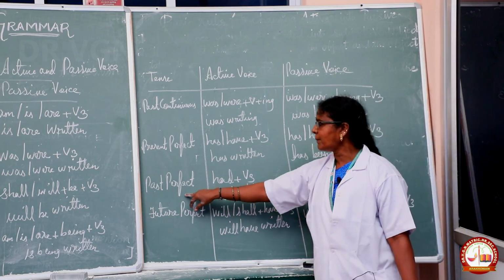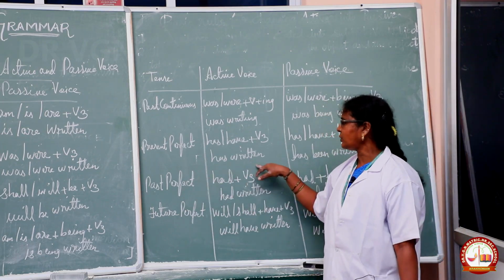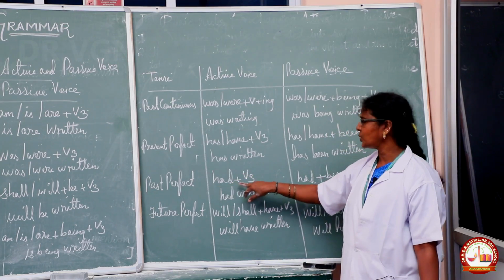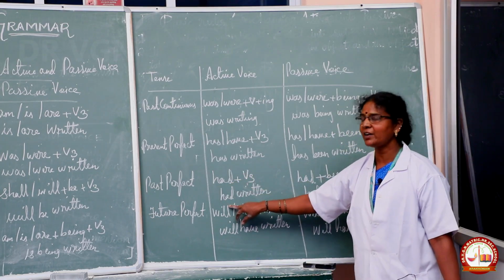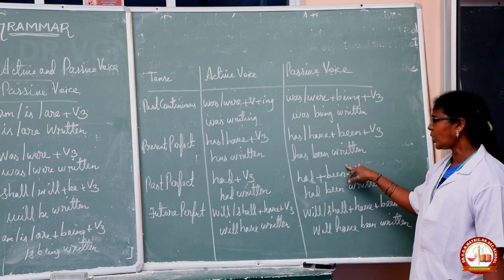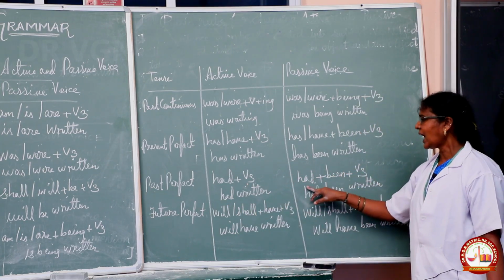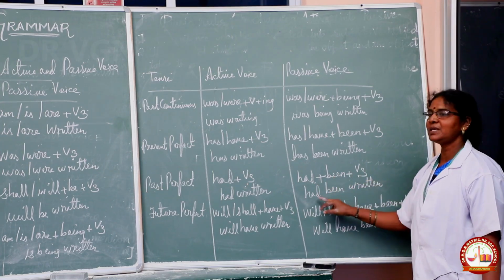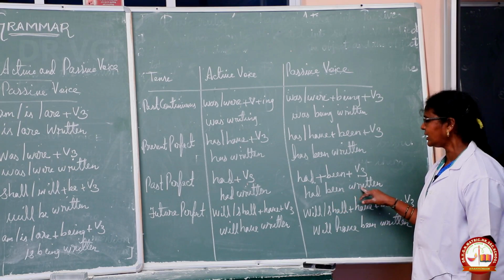Now next one, past perfect. In active voice in past perfect, that means had plus V3. That means had written. In passive voice you must change it into had plus been plus V3. That means had been written.